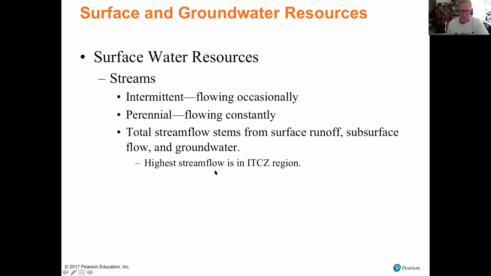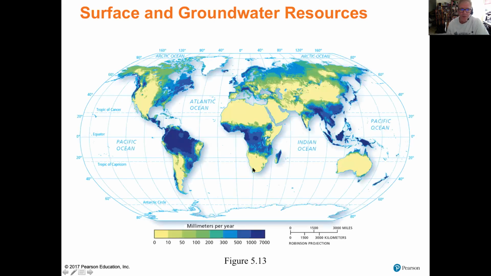And of course, the highest stream flow is going to be in the ITCZ, the Intertropical Convergence Zone down around the equator, as you can see here. So this is your groundwater resources. So here's the Amazon rainforest, Congo rainforest, and rainforests over here in Southeast Asia.